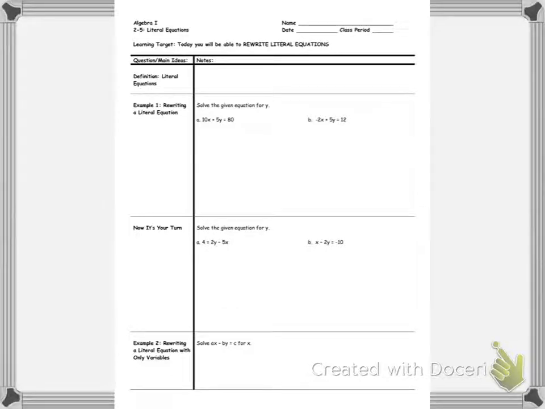So we're going to get started with literal equations. First, let's go and create a definition. So a literal equation is an equation that involves two or more variables.